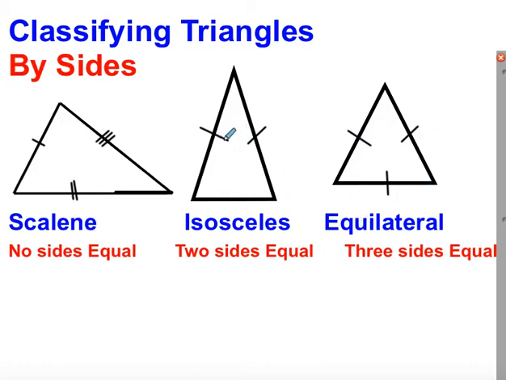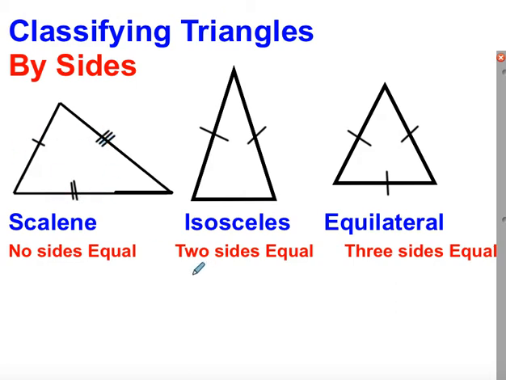These hash marks tell us which ones are equal. So if it has a hash mark and a similar hash mark, then those two sides are the same. Okay, and we can see each one of these sides has one hash mark saying that they are all the same length. Whereas the scalene has 1, 2, and 3, meaning all of those are different.